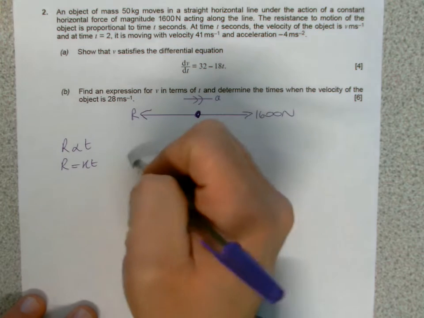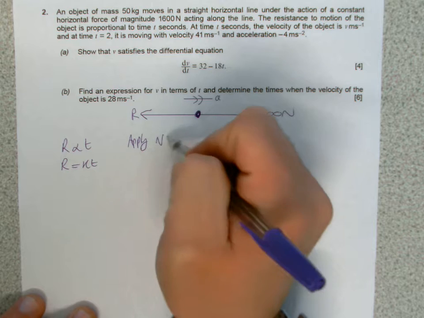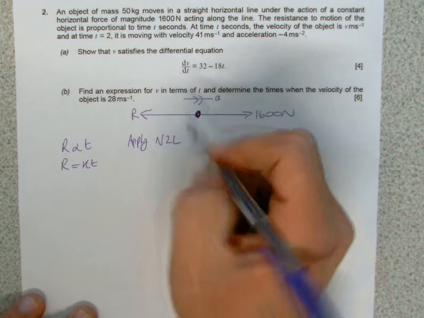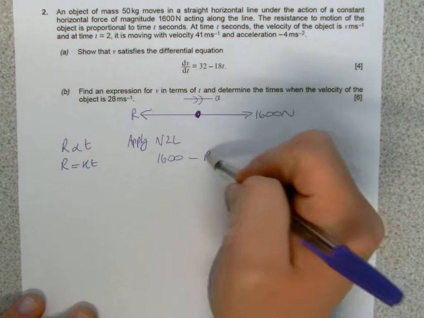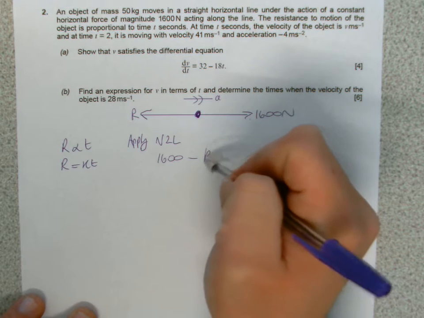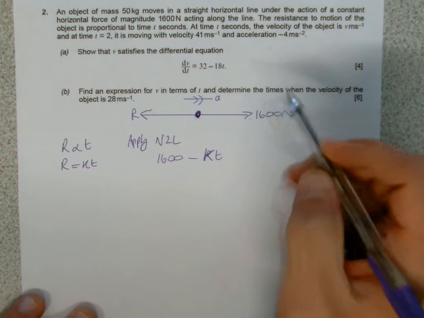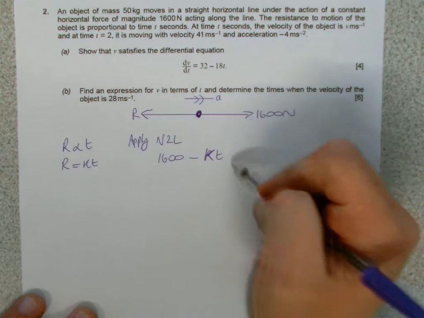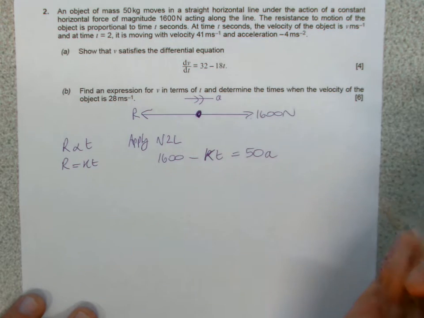So what I would do then is apply Newton's second law of motion. The resultant force here will be 1600 forward, take away the resistance. Now I could write that as R, or I could just call it kt, because I said R is equal to kt, proportional to time, equals then mass times acceleration, 50a.